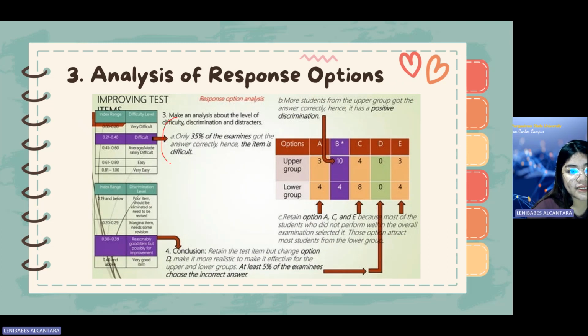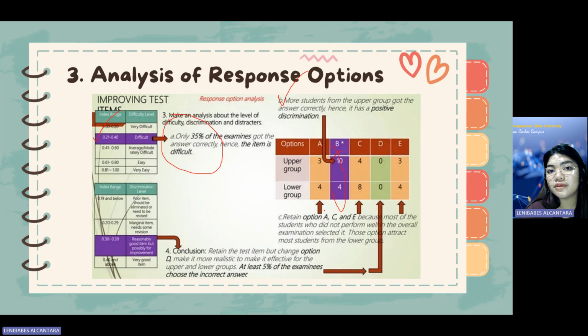Ito yung sinasabi natin, 35%, ito siya, pasok siya dito sa second row. Only 35% of the examinees got the answer correctly. Hence, the item is difficult. Ang letter B naman natin na conclusion, ito siya, pinakita ko na sa inyo kanina. More students from the upper group got the answer correctly. Hence, it has a positive discrimination. And of course, ang C natin na conclusion, retain.